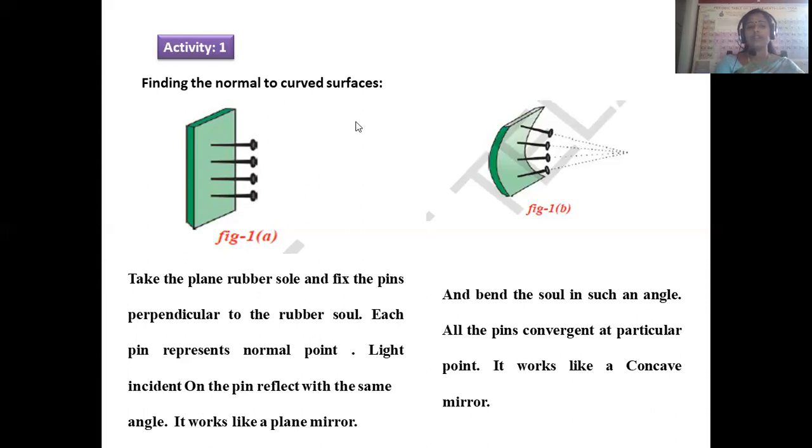And if you are irradiating with the light source, what happens? The incident light angle and the reflected light angle will be generated on its surface. This is case 1. Now let us observe condition 2, where we are going to bend that rubber sole inward. So when inward curvature is observed, it looks like a parabola.